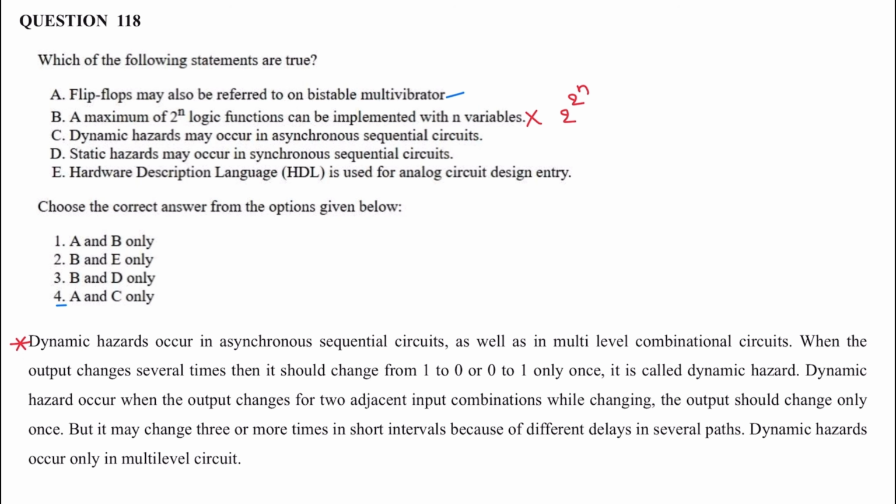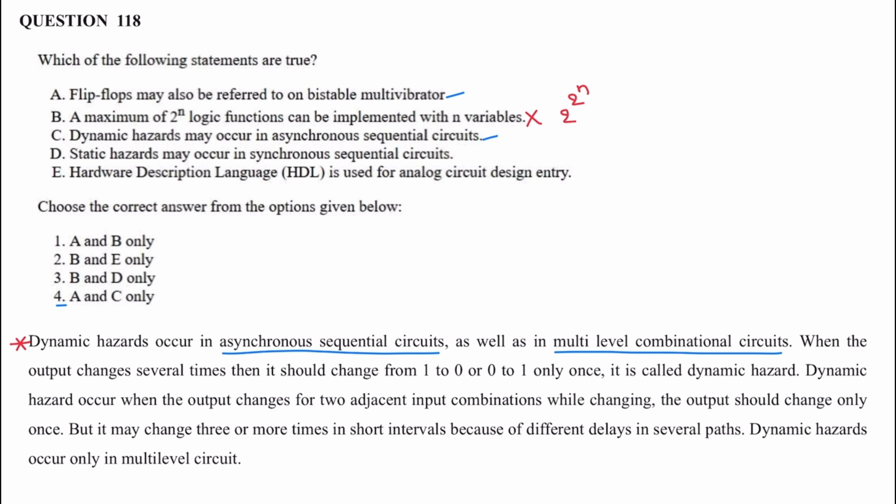Statement C. It is related to dynamic hazards. Dynamic hazard may occur in asynchronous sequential circuits. C is correct. So dynamic hazard occurs in asynchronous sequential circuits as well as in multi-level combinational circuits. When the output changes several times, when it should change from 1 to 0 or 0 to 1 only once, it is called dynamic hazard. This dynamic hazard occurs when the output changes for two adjacent input combinations while changing. The output should only change once.